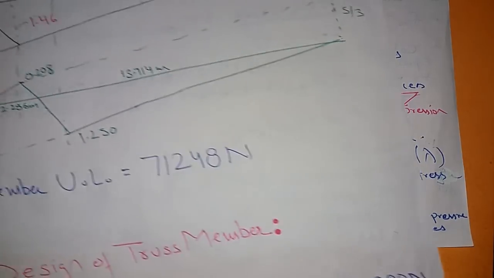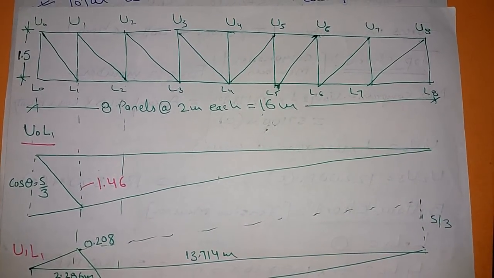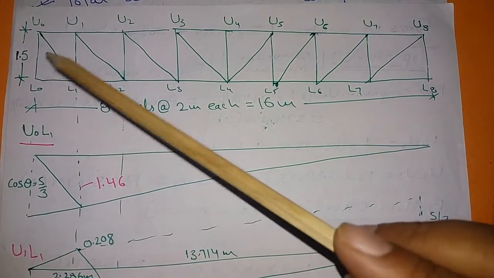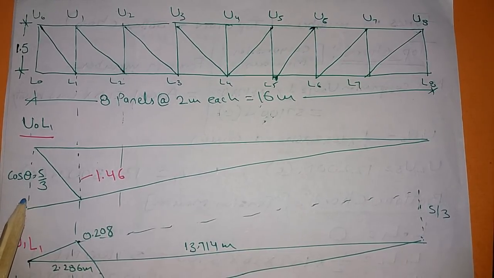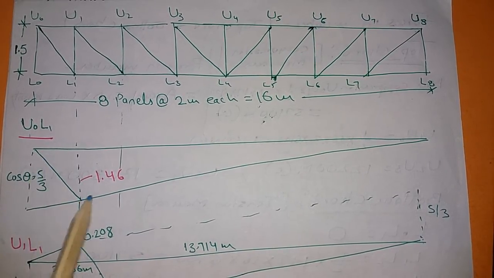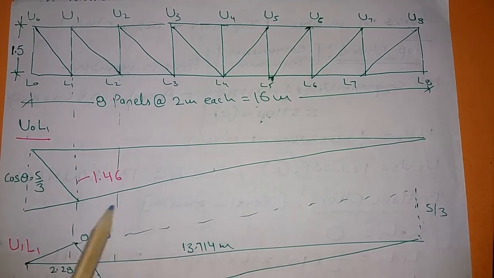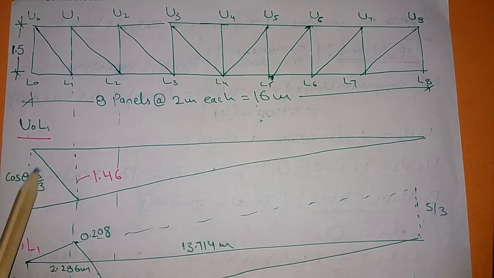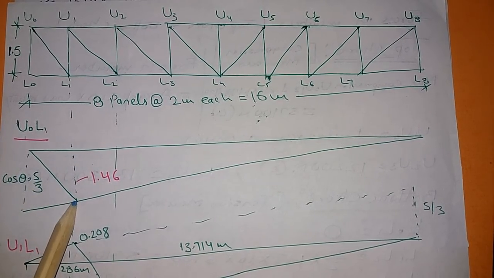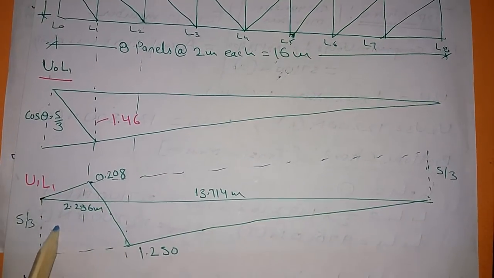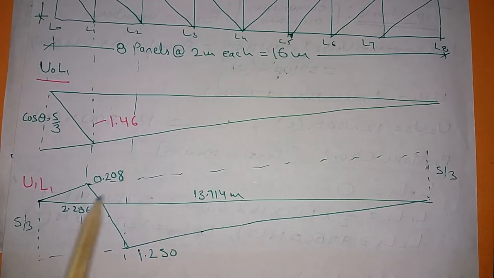Diagonal members. Diagonal members will be calculated according to this U naught L1. So only difference is like cos theta multiplied by cos theta. It will be here, 1.1, 1.46, and let's say this portion is cos theta, 1.5 by 3. So you can easily calculate this much. So here again not one unit, this is 5 by 3, this is 5 by 3 resultant. So you can calculate all these.